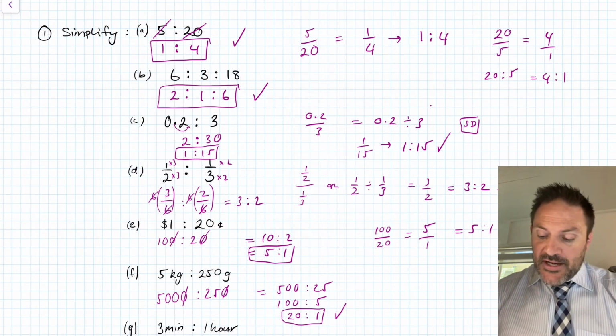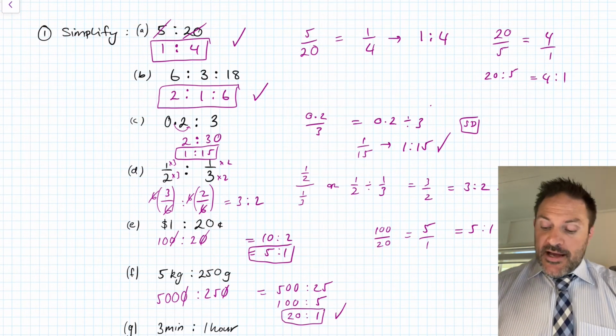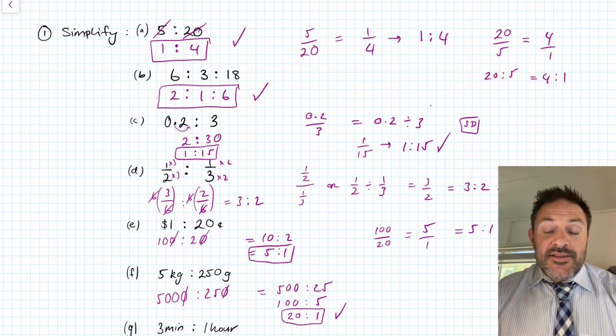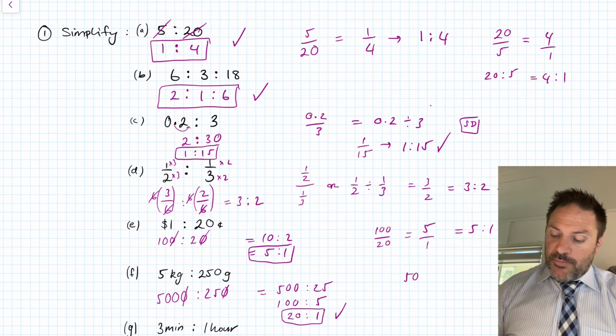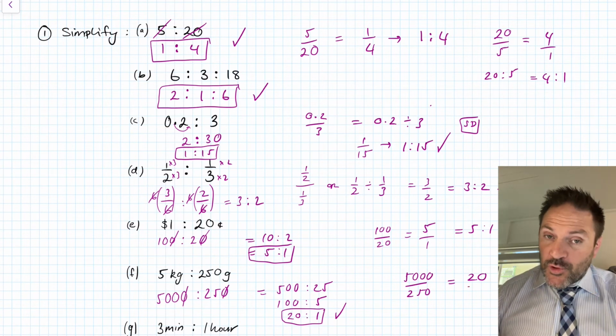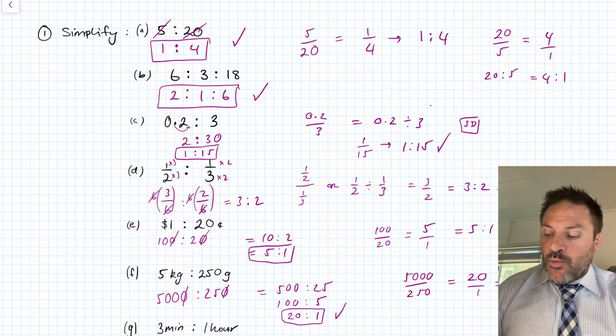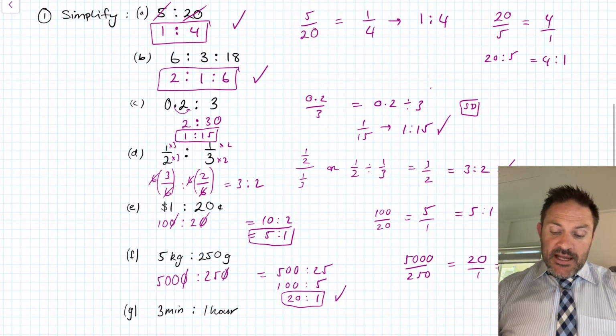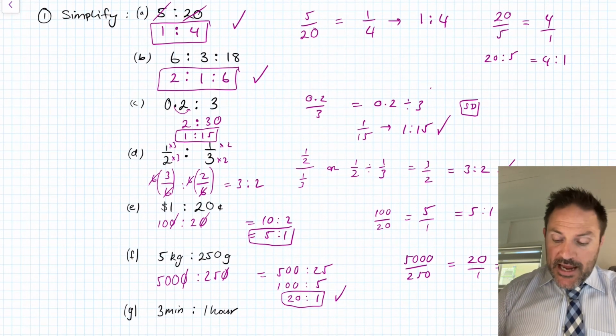You could divide them by different numbers, like you could divide it by 25 to start off with if you wanted to, and it would have got you 20 to 1 straight away. Or of course, you could put 5,000 over 250 in your calculator. That would give you 20. But of course, remember, it's 20 over 1, which is 20 to 1. Same answer. Okay, and the last one here for G, 3 minutes to 1 hour.